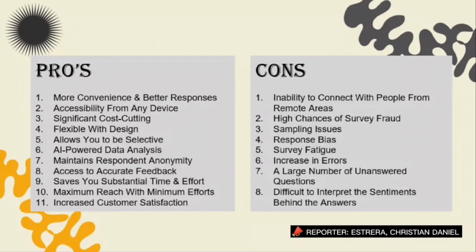Number 9 is saves you substantial time and effort. Unlike traditional surveys conducted in person or via phone, requiring you to compile all the responses once the survey is complete, with online surveys you have no such hassles. They are easy to launch and easier to analyze. You can do it right from your seat. So number 10 is maximum reach with minimum effort. Thanks to the emergence of the internet, the big wide world has become compact and connected despite geographical boundaries.